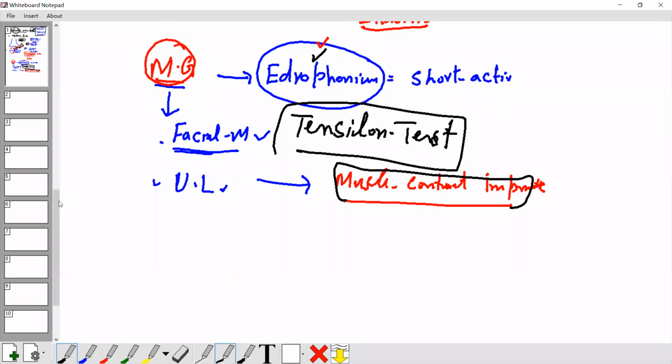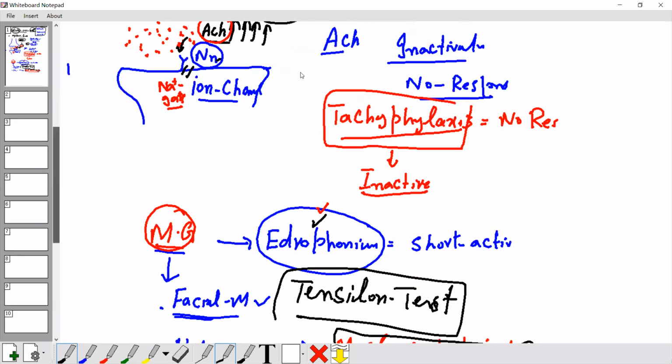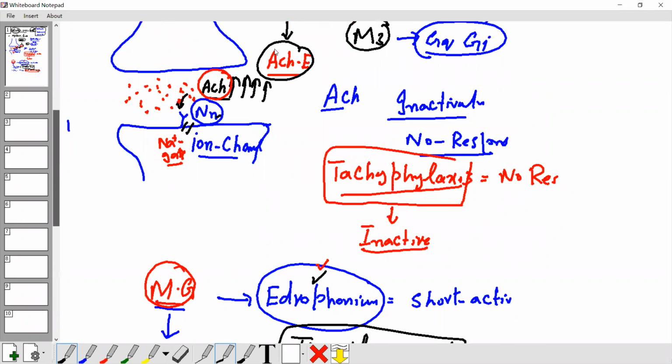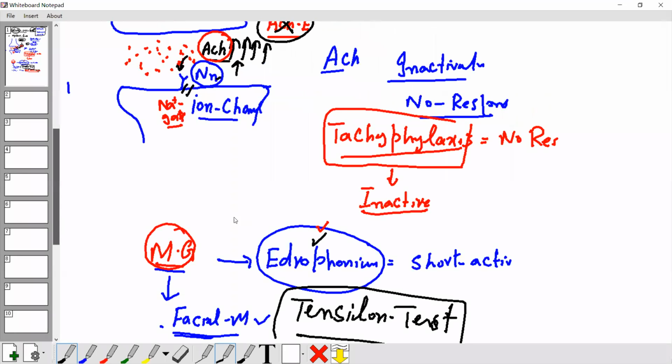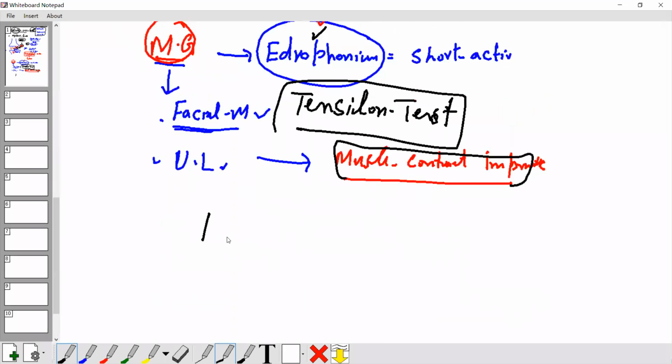Clear? So what is edrophonium doing? Edrophonium blocks this enzyme, the same action. Acetylcholine level increases. If the acetylcholine level increases, then what happens? Contraction. Understand? Then you give treatment to the patient. So what treatment do you give? Here we use pyridostigmine.